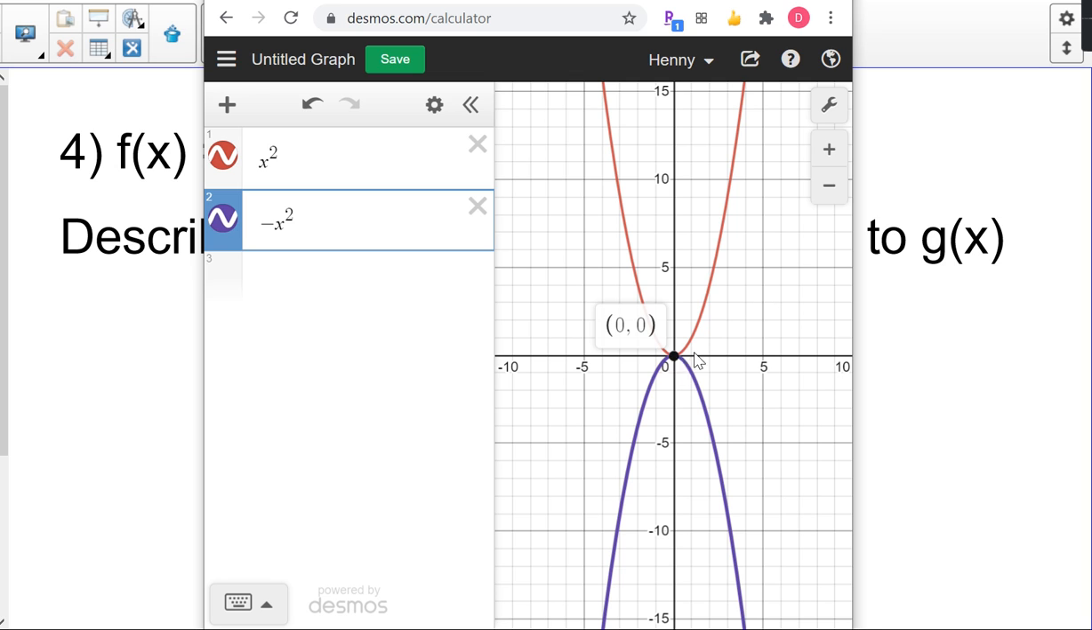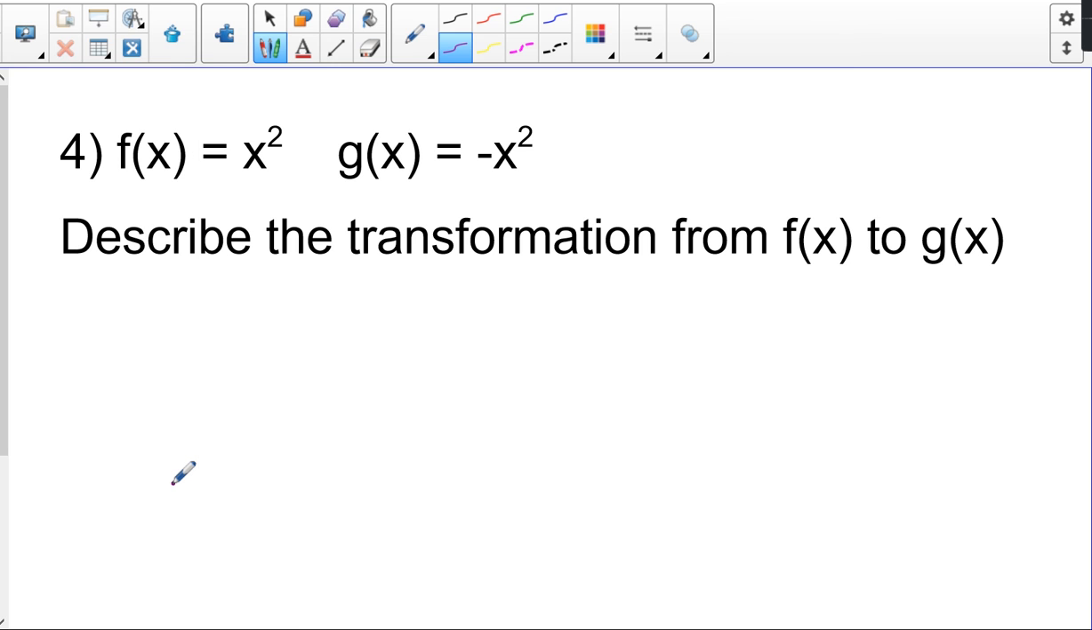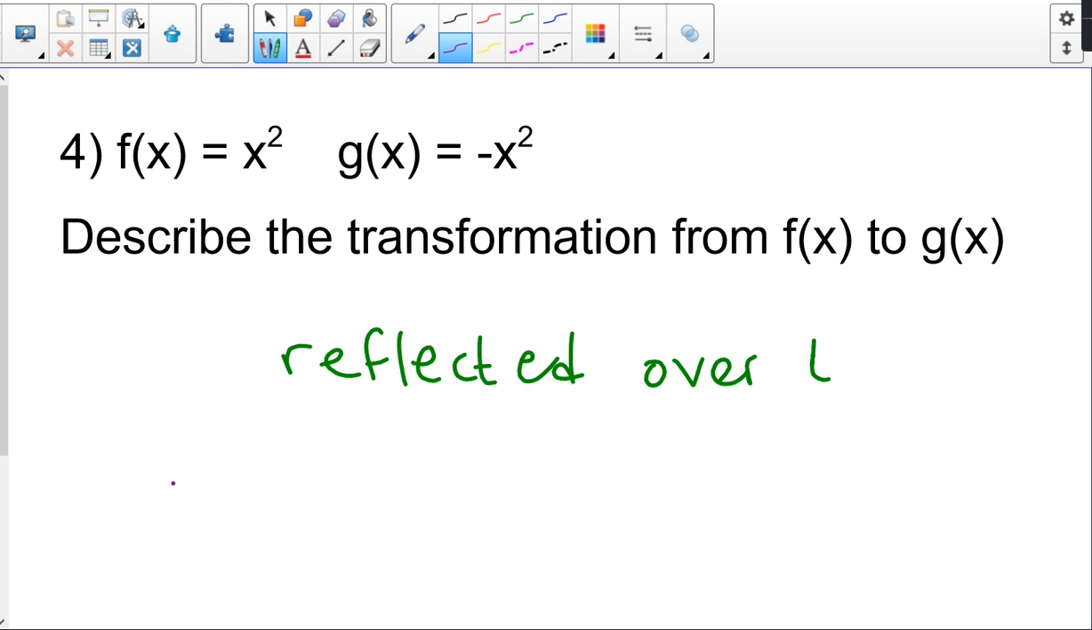So the vertex is still at (0, 0), right? But the direction of the graph is different. It started off with all the outputs being positive. Now the outputs are negative. So we have the upside down shape. So we say that this transformation is a reflection. So the graph reflected over the x-axis.